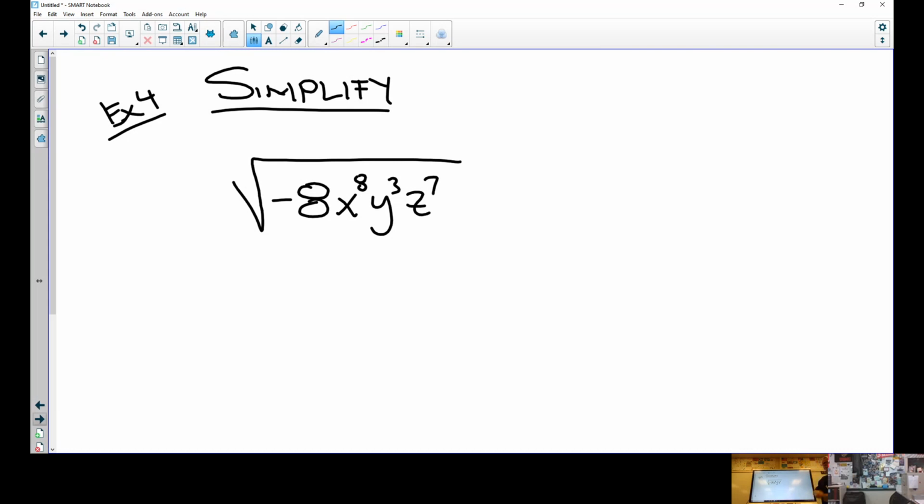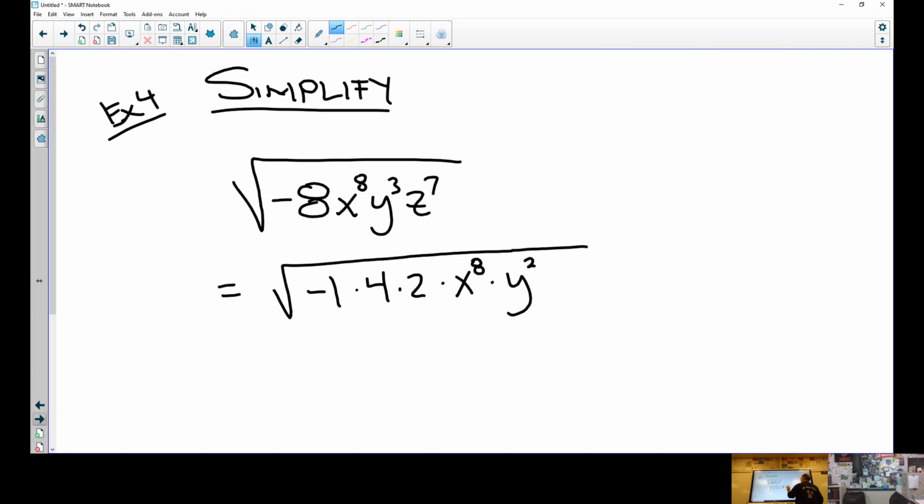All right, so now, again, I'm going to break this down piece by piece. I know I've got square root of negative 1 times, this is 4 times 2, times x to the 8th is divisible by 2, so I'm going to leave that. The y's I'm going to break into y squared and y. Those two together make a y cubed, and it gives me one even one. Z to the 7th, I'm going to call z to the 6th times z. Because again, I want to be able to take the square root of as many as I can.